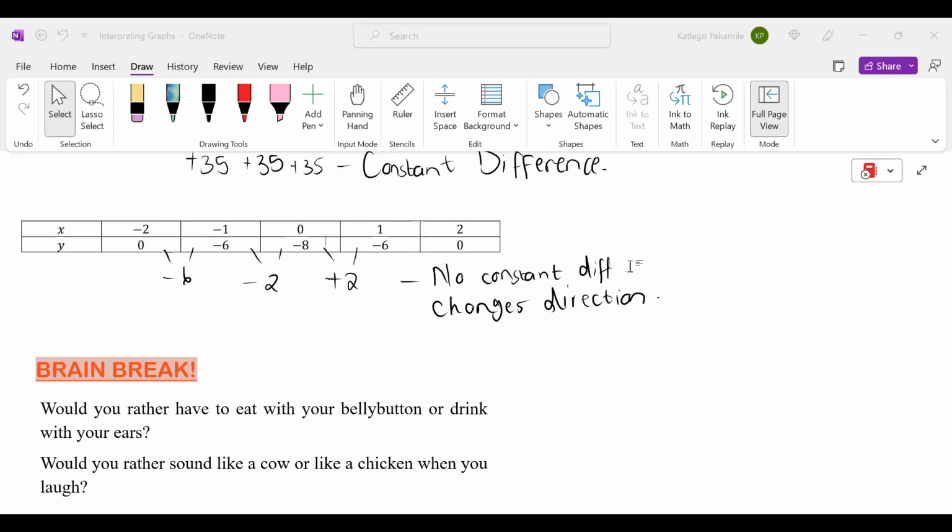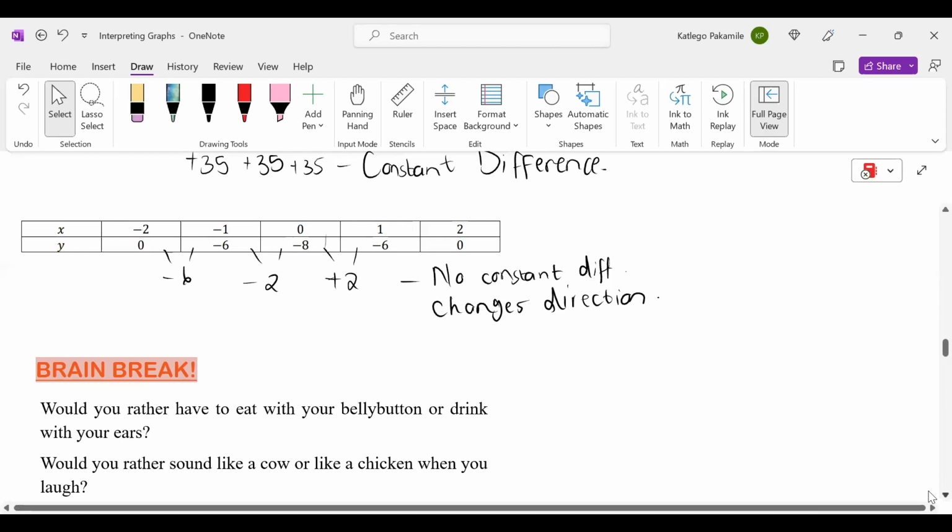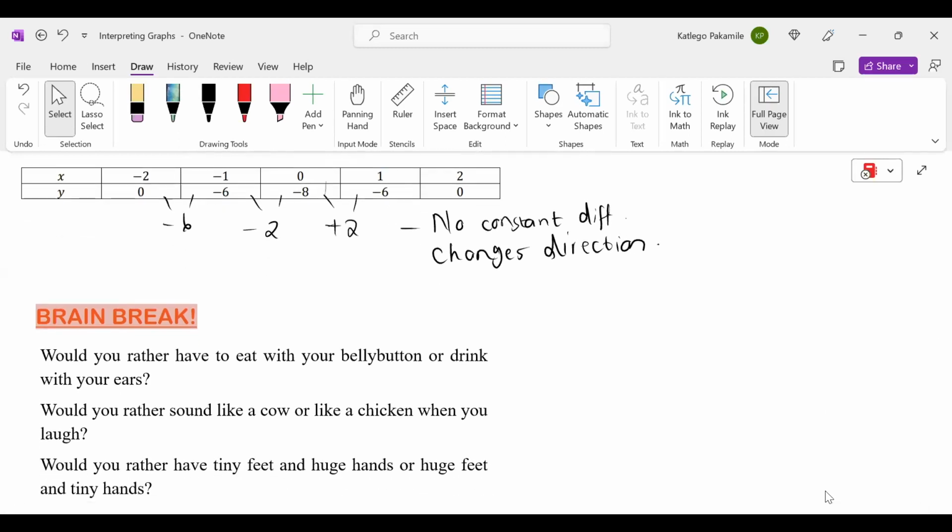I haven't heard Narisha's voice. Narisha, are you there? Hi, ma'am. Would you rather have tiny feet and huge hands or huge feet and tiny hands? I would take the second option. So you'd rather have huge hands? No, I'd rather have small hands. My hands are already small. How are you gonna do anything with tiny hands? Ma'am, my hands are the smallest in my class. Imagine if you're fighting.